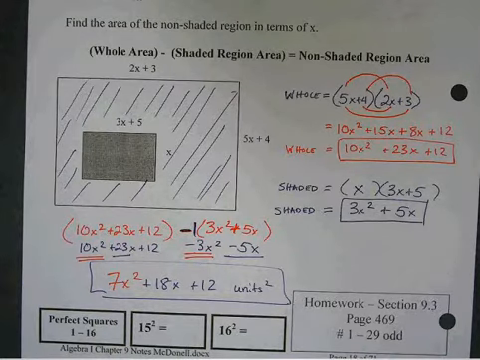Couple ideas. We had to remember how to FOIL, and then also how to distribute that negative. If you don't change this 5x to a negative, it's going to cause a big problem. So make sure we're okay there.